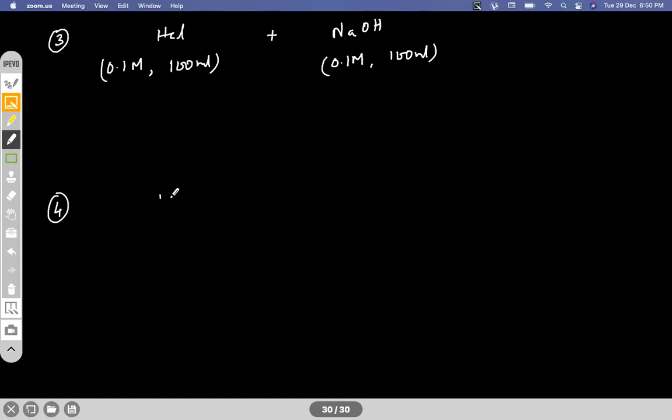Two more questions we have, I'll write down first and then I'll show you the question. The third one we have HCl we are mixing with NaOH. 0.1 molar HCl and 100 ml volume. For this one, it is 0.1 molar NaOH, 100 ml volume. And the last one is, we have NH4OH with CH3COOH. Both are weak. 0.1 and 100 here also. Try this question.